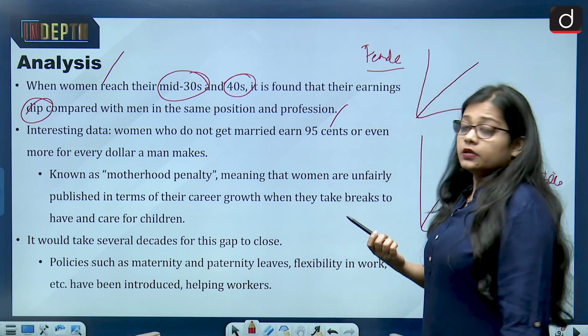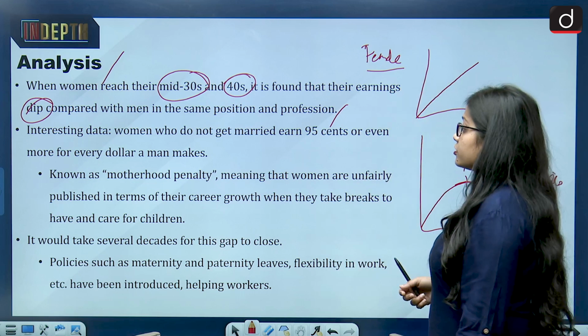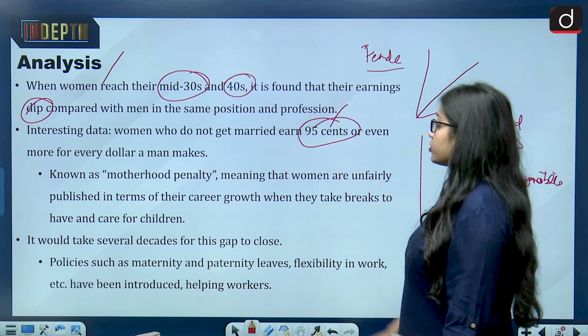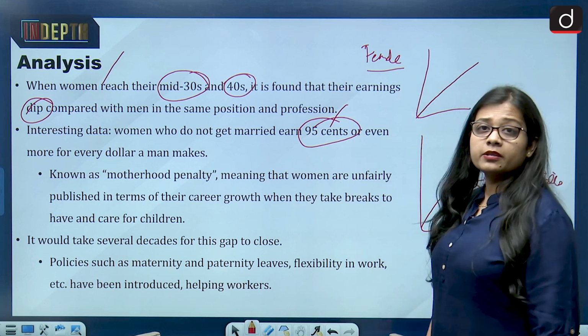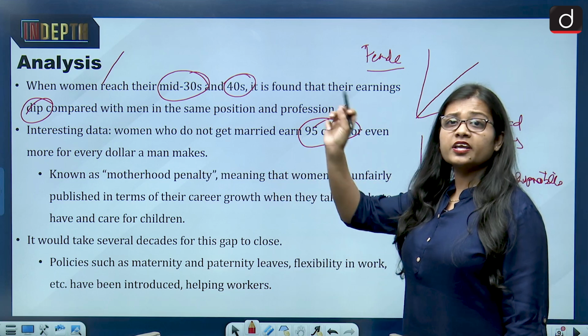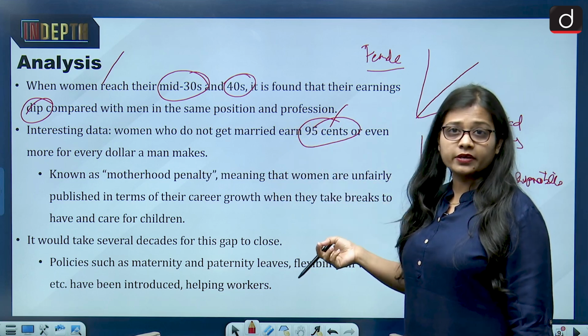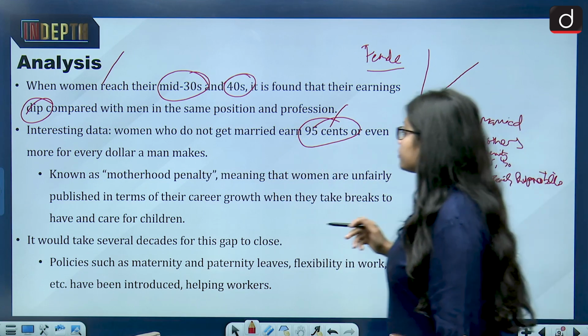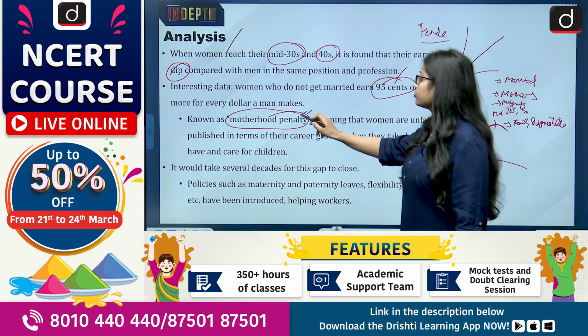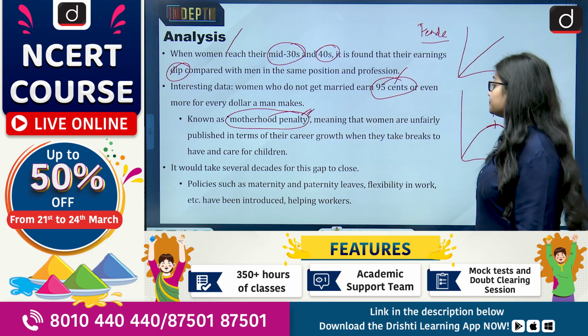Then there is an interesting data point which says that women who do not get married earn 95 cents or even more for every dollar a man makes. So a female who is not getting married is earning more than a female who is getting married. And this is known as the motherhood penalty.